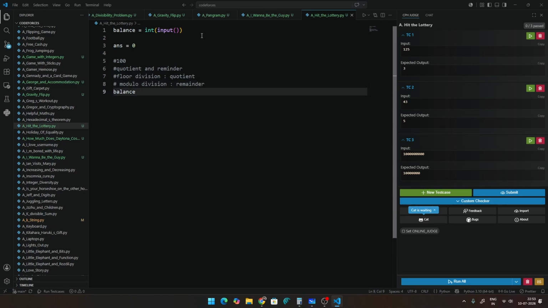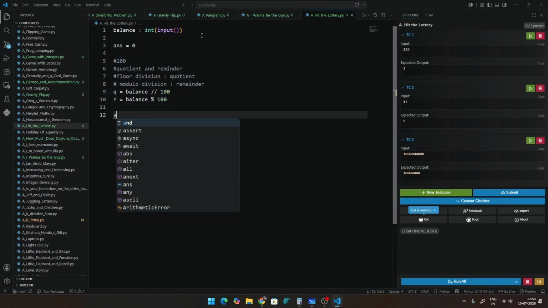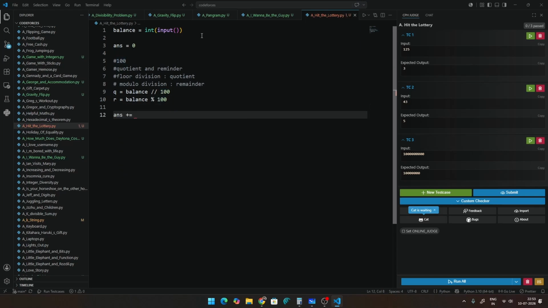Okay. So what I'm going to do is q is equal to what? Balance, right? Divided by what? It's going to be balance divided by 100. And our remainder is going to be what? It's going to be balance percent 100. Okay. So this will give you some value. You can go ahead and add answer plus equal to the value of q.